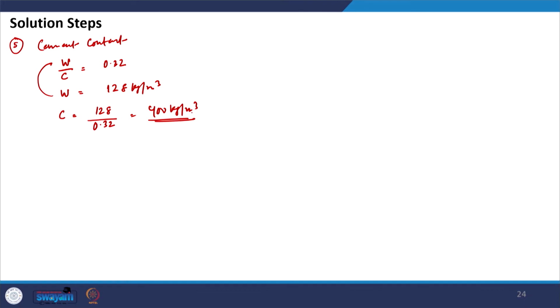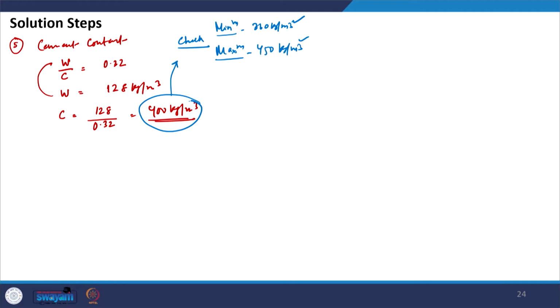Okay. Now, again we have to apply a check here corresponding to the minimum and maximum value of cement. So, the minimum value of cement is 360 kgs per meter cube. Well, it satisfies this criteria, so that is not a problem. The maximum value is equal to 450 kgs per meter cube. Again, it satisfies this criteria as well, so there is no issue, which means we can select this value and we can proceed to the next step.